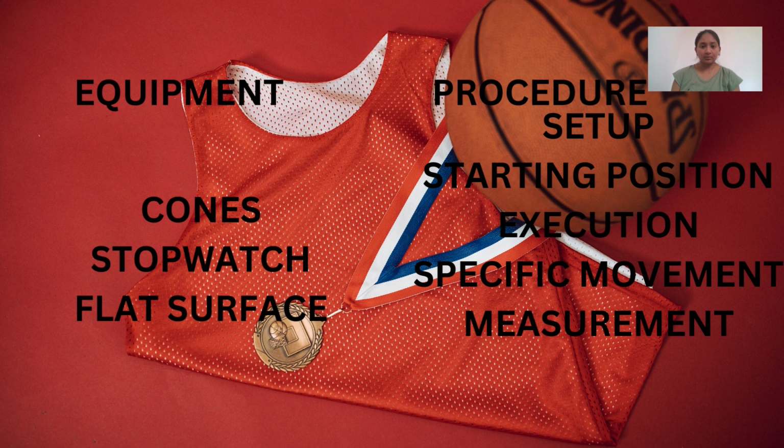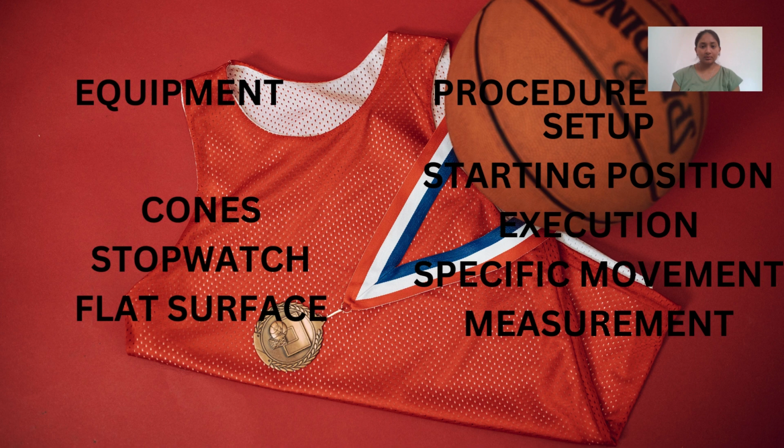Procedure: cones or markers are arranged to create a specific agility course. The course includes a series of straight sprints, lateral shuffles, and diagonal movements. The players begin in a designated starting area, ready to initiate the test.